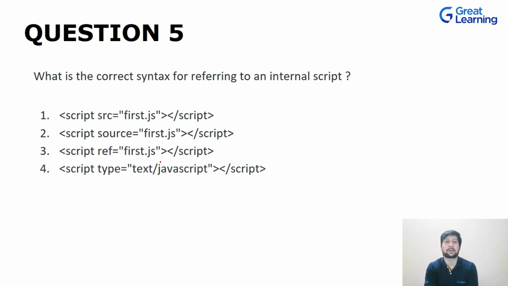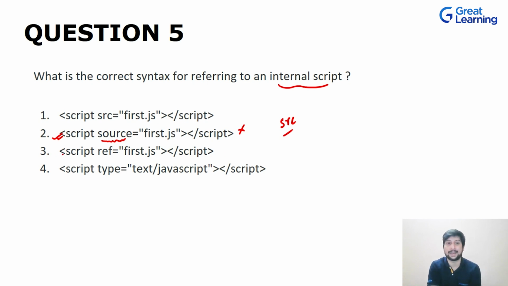Now let's talk about the next question. What is the correct syntax for referring to an internal script? So we have just seen how to include the internal script. Now out of these options, this option is not correct, right? As we have written source over here, which is absolutely not correct. When you are referring to the source attribute, it usually is written like this, src. So this is out of the picture.